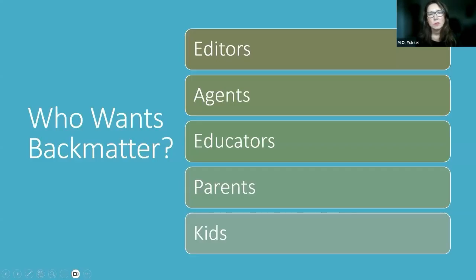Who wants Backmatter? Backmatter is usually very popular with educators and editors and agents usually want them for that reason. And of course, parents are interested in additional information. And sometimes, as mentioned earlier, kids as well as adults tend to read the Backmatter before even starting to read the story. Backmatter adds educational value, especially if aligned with educational standards and supports curriculum. And it will make the book more attractive to teachers and librarians, increasing its potential for classroom use.